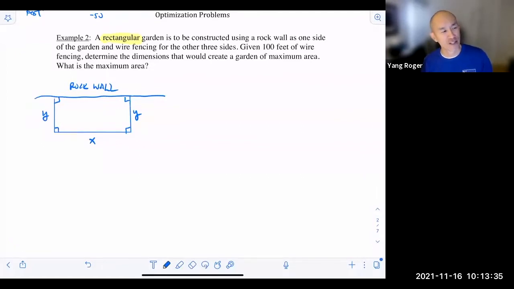Does anybody have any questions about this picture? This picture is obtained by reading that first sentence. I don't want to over highlight, but the wire fencing for the other 3 sides is what tells you that you have it like this. The fact that it's a rectangle tells you that these 2 sides are the same, and this one's different. Okay.